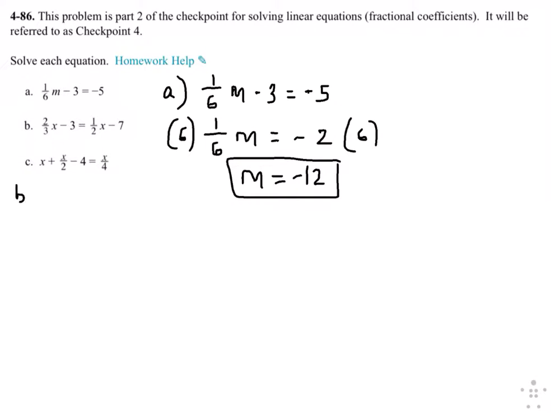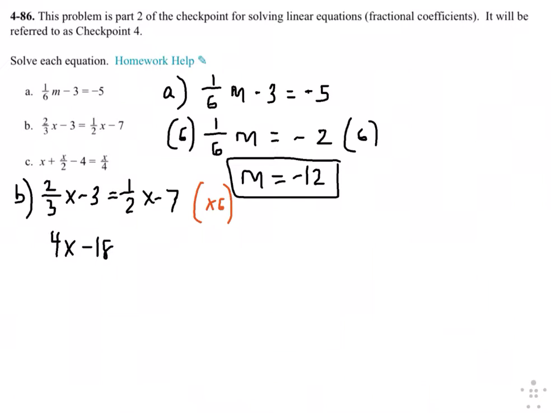For B, let's do it down here, right? We get 2/3 x minus 3 equals 1/2 x minus 7. I'm going to take the approach on this one. I'm going to multiply both sides of this equation by 6. I'm just going to get rid of my fractions. So if I multiply by 6, 2/3 times 6 is 4, right? X minus 3 times 6 is 18 equals 1/2 times 6 is 3x, and 7 times 6 is 42.